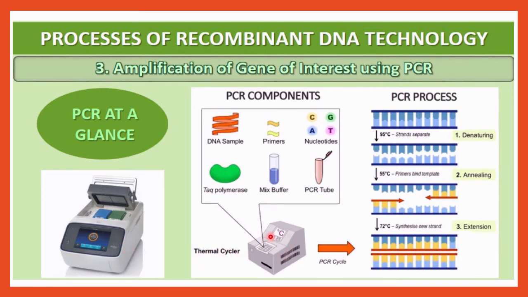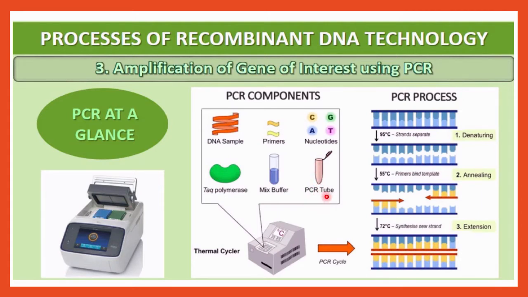It is a totally automatic machine, and for any PCR technique you will require a DNA sample, that is, the desired DNA fragment. Then you will require primers, then you will require nucleotides, artificial nucleotides, and here also artificial primers. Then you will require Taq polymerase enzyme. Then for maintaining pH, a mixed buffer will be required, and then a very specific kind of test tube, called a PCR tube, is required. That is a very small test tube, 2 to 3 inches long.